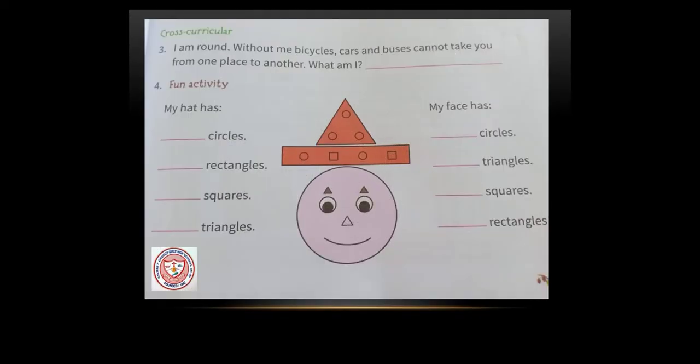Number 3. I am round. Without me, bicycles, cars and buses cannot take you from one place to another. What am I?